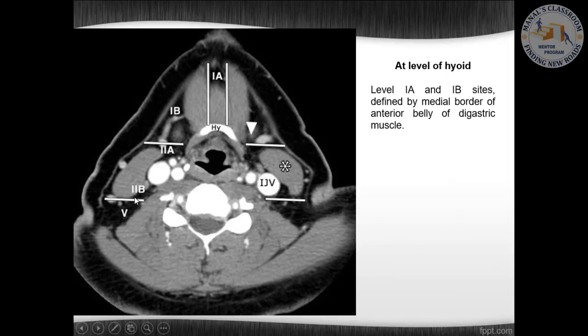What's between the sternocleidomastoid and the posterior aspect of the submandibular gland? It is 2A and 2B, separated by the internal jugular vein. Okay, what's anterior to the submandibular gland is 1B, and when we can see the anterior belly of the digastric muscles, between them, at their medial borders, it is 1A. Okay, it is the same as before, but we added 1A to the categorization.